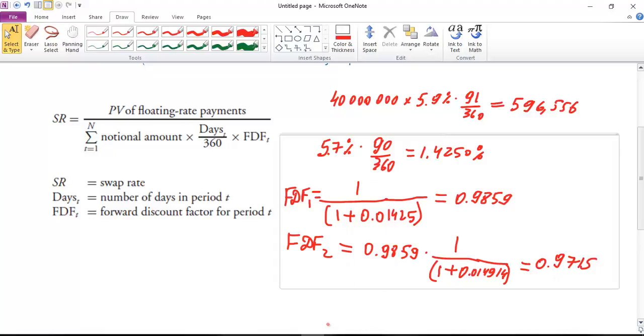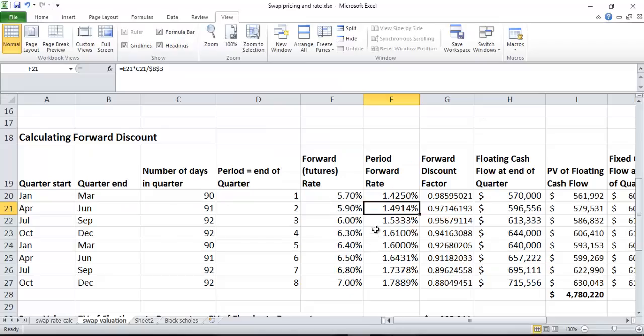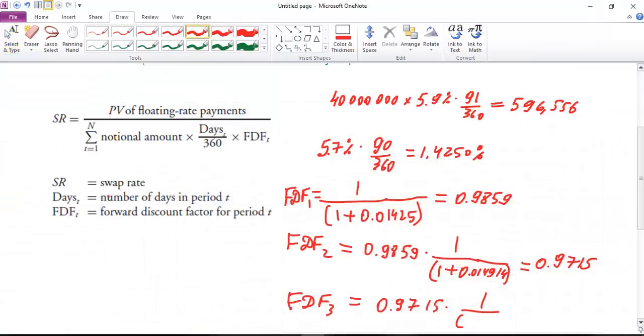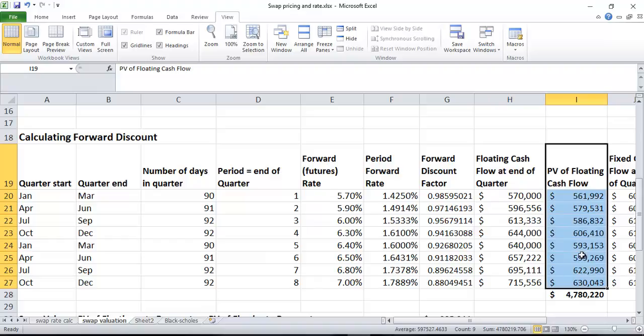To calculate the next one, for example, to calculate the forward discount factor for the third period, you would take 0.9715 and multiply it by 1 divided by whatever the next period's periodic forward rate is, 153.33. Okay, so it would basically be plus, oops, it's going to be 0, 153.33, and so it goes. So I'm not going to do all of it, obviously, so I'm just going to go through and explain where we got this column from.